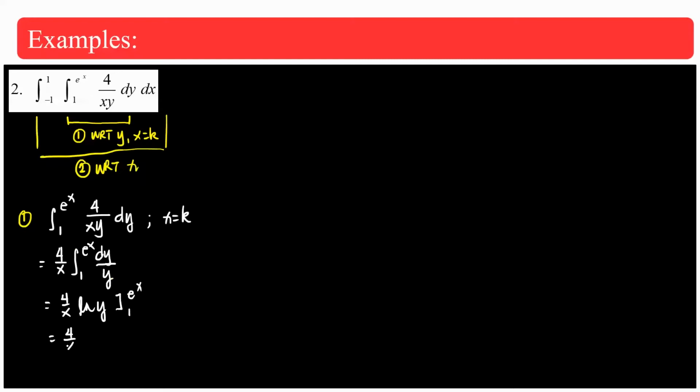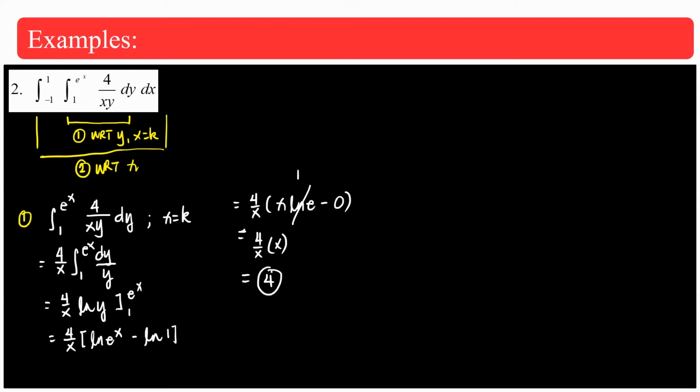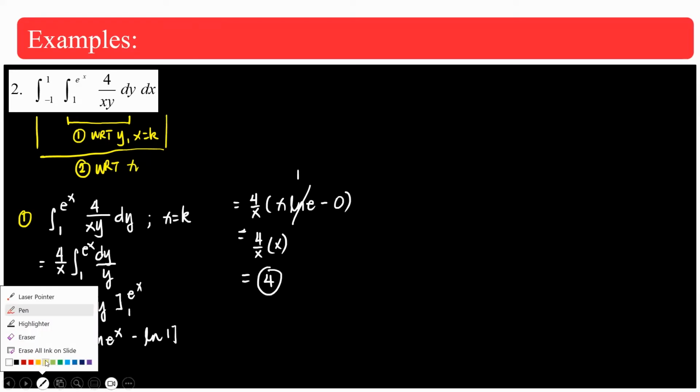So let's do this. 4 over x times ln of e to the x minus ln of 1. This one would be, I'll just write it here on the side, 4 over x times x ln e minus 0. And take note that ln e is equal to 1. So 4 over x times x is equal to 4. That's the answer for the first integration. Let's go now to the second integration.